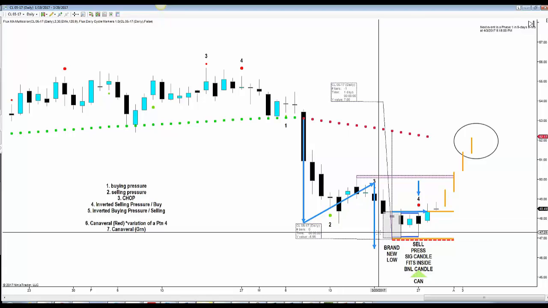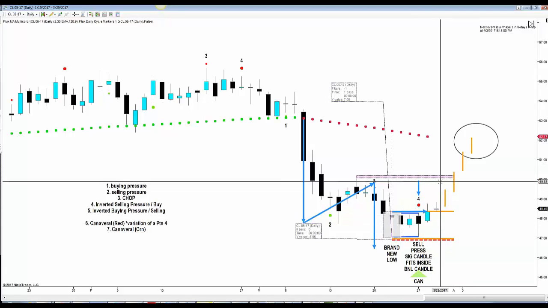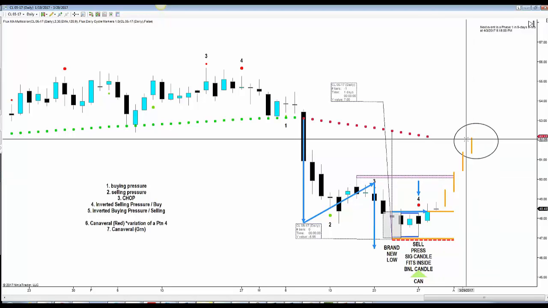So that's everything I know about crude in terms of a daily bar analysis, and what I'm expecting is minimally, I'm expecting us back up to the $52 mark here in the next 5 calendar days.